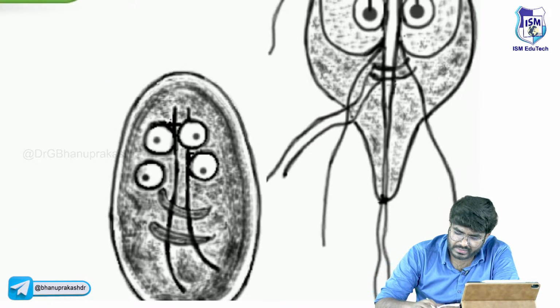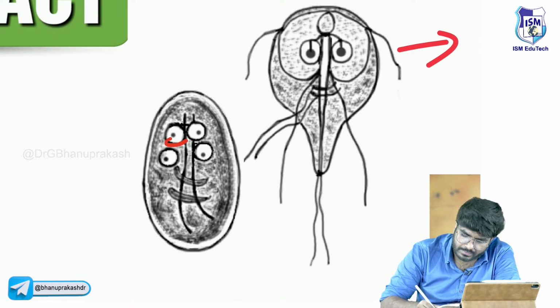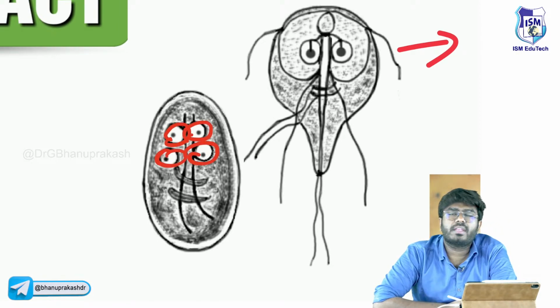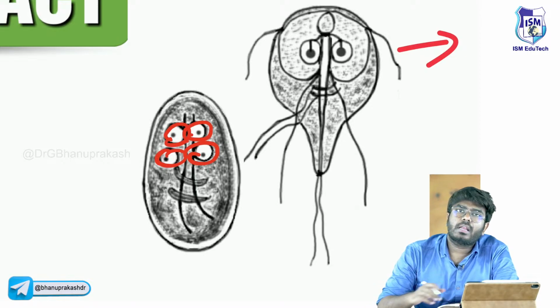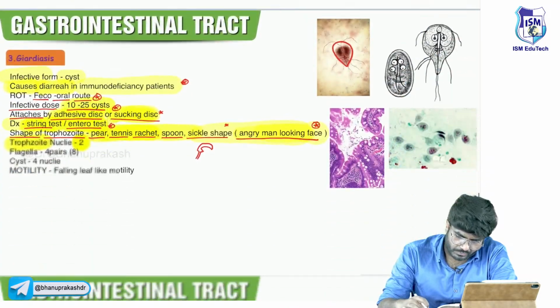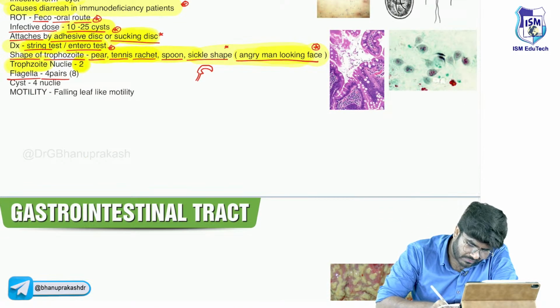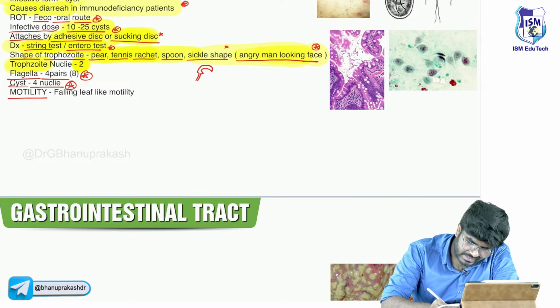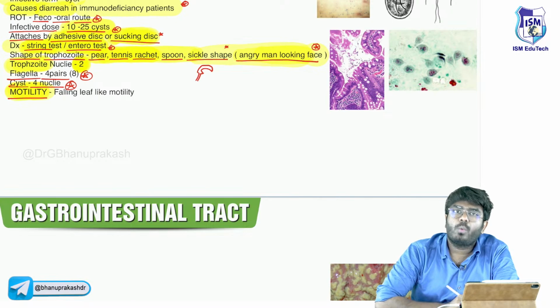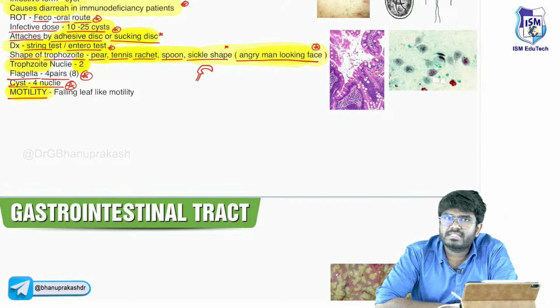But if you look at the cyst form, how many nuclei are there? There are 4 nuclei, sir. There are 4 nuclei in the cyst, the infective form, and 2 nuclei in the trophozoite form. So there are 4 pairs of flagella, that is 8 flagella. The cyst consists of 4 nuclei. Now MCQ, this is an MCQ which was asked many times in the FMGE exam. Motility. What kind of motility is shown by this Giardia lamblia?